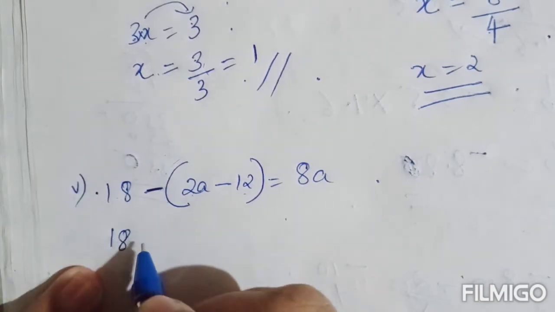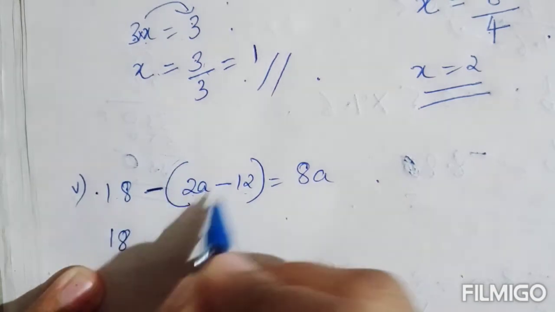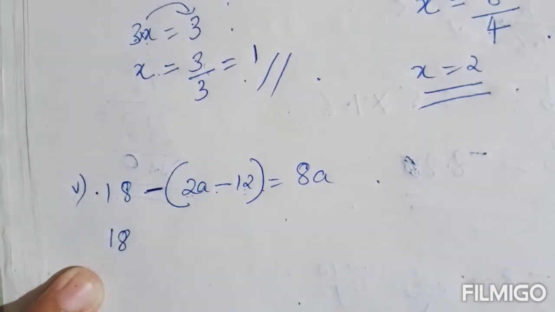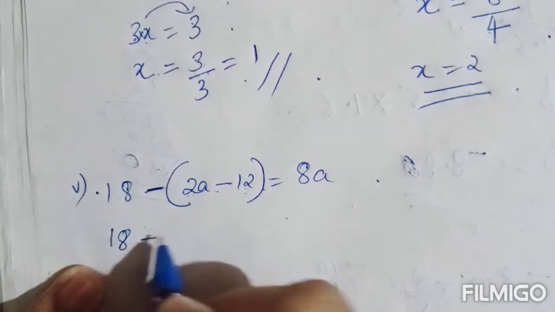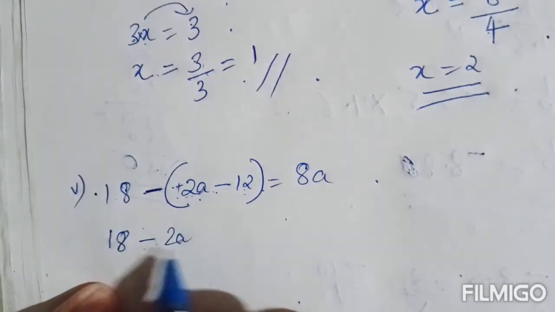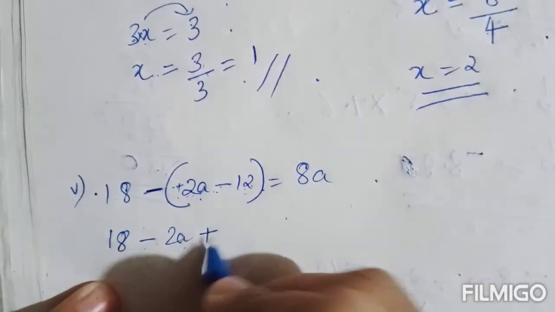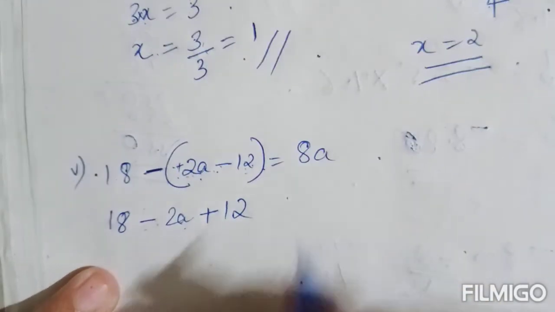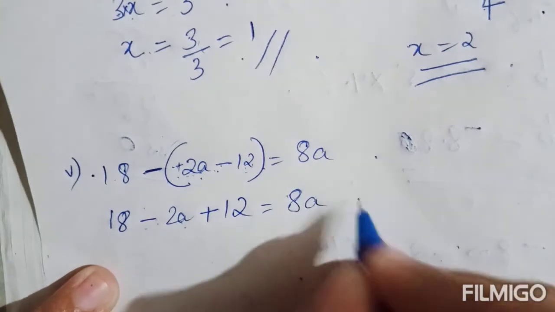So how can you write this? 18 minus, in bracket, 2a minus 12. So 2a will become minus 2a. It is plus 2a actually. That will change to minus 2a. Minus 12 will become plus 12 equal to 8a.